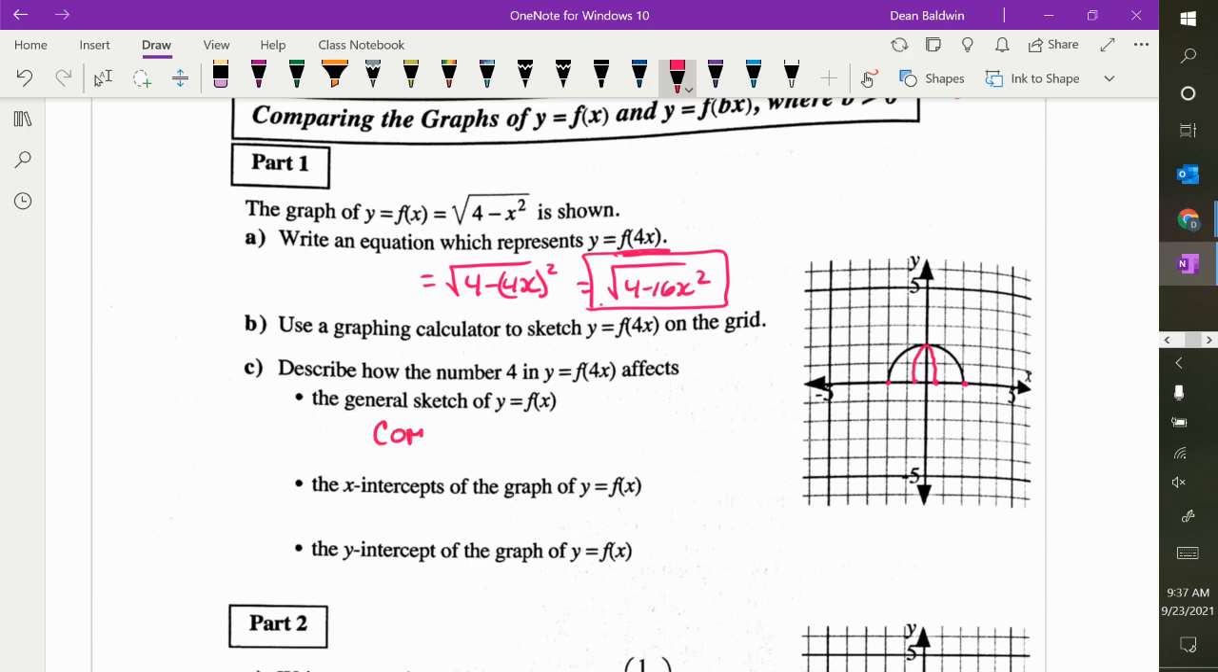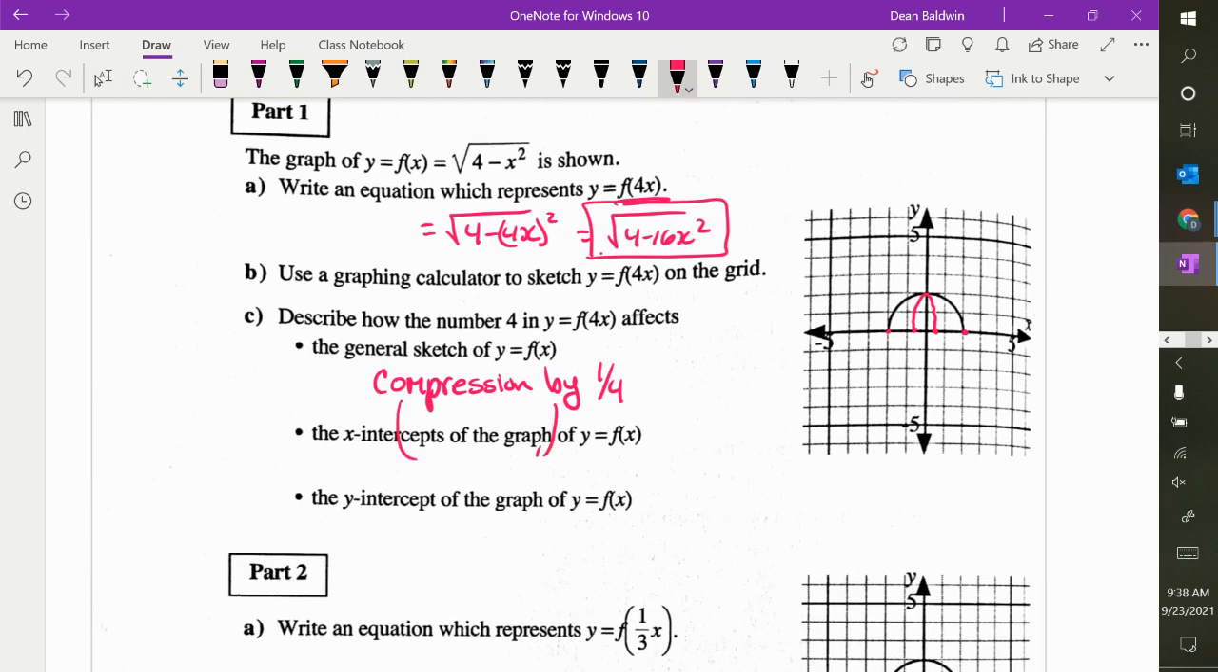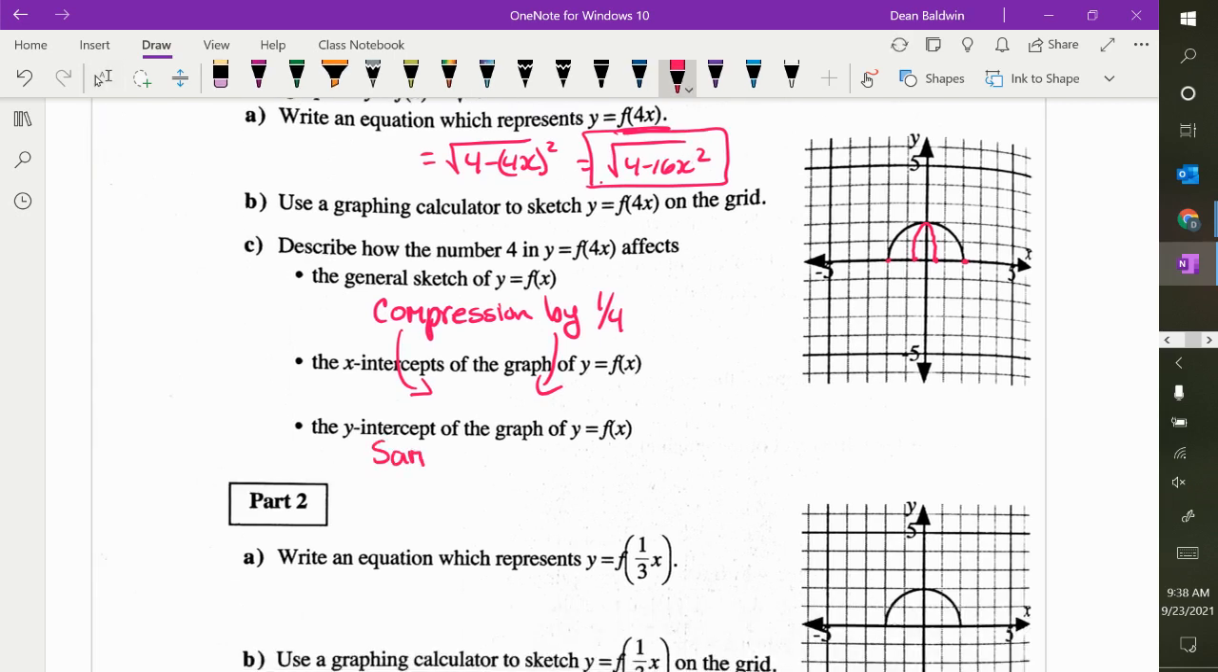So we get a compression by 1 over 4. We multiplied all our x values by 1 over 4. The x-intercepts change by a factor of 1 over 4, what I just said. I'm just going to put arrows down because it's the same thing. Did the y-intercept change? No. Why? Because the x value is 0. Same, because x equals 0. Let's just say multiply x values by 1/4.